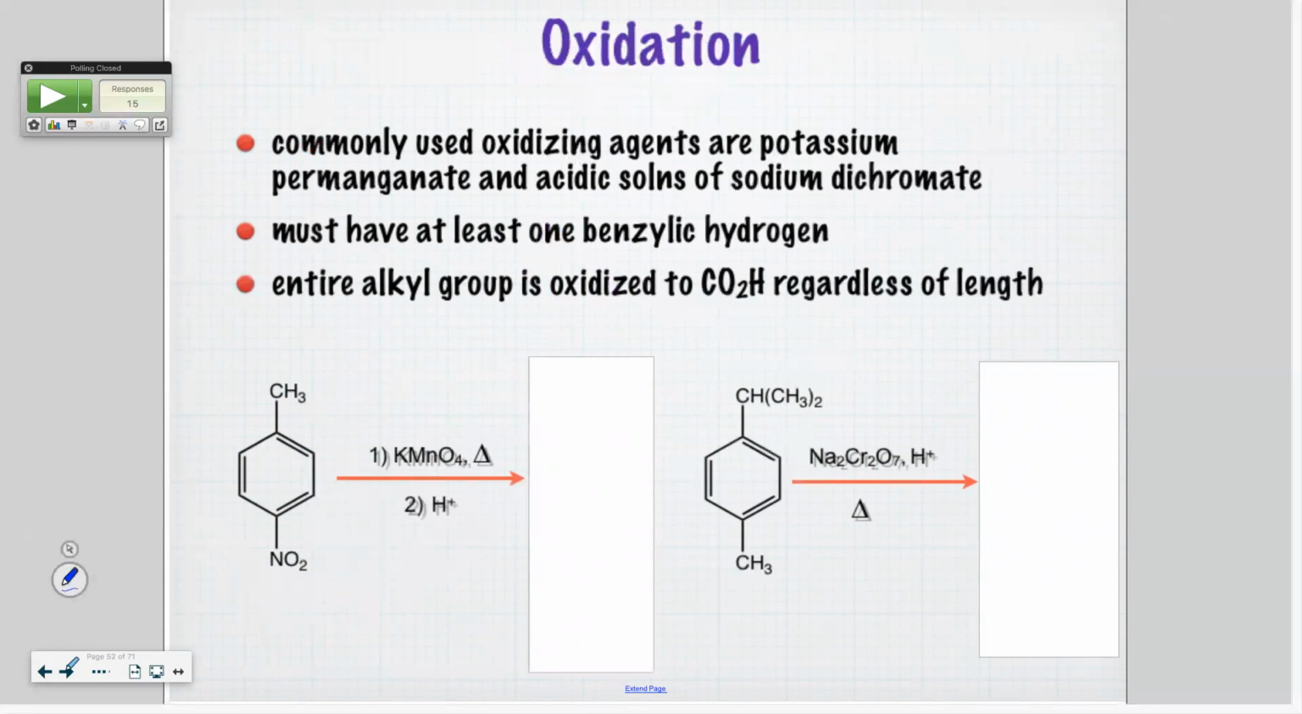Oxidation. What happens in these is you can actually oxidize the carbons attached to the benzene. Is that next? It's already next. Okay. Boy, I really switched it around, didn't I? I'm sorry.